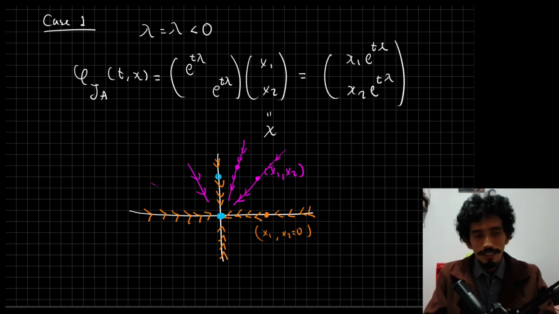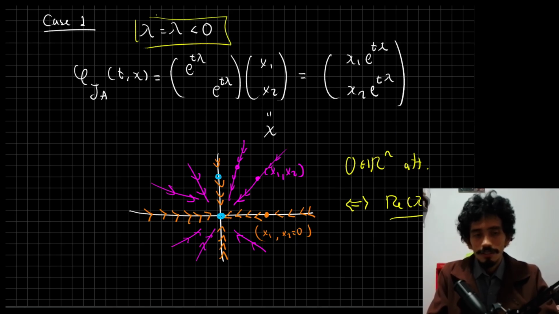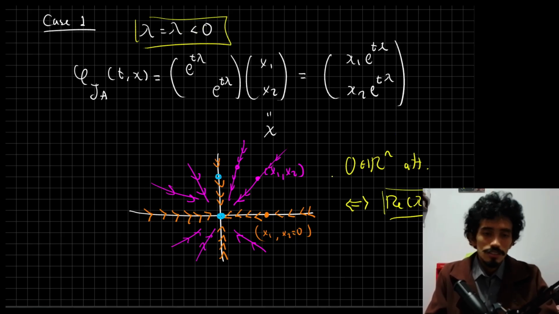So in this case the origin is an attractor like before, for the same arguments, because we say that the origin is an attractor whenever the real parts of the eigenvalues are negative. So in this case the eigenvalue is only one, a real number, and it is negative, so the condition is fulfilled and the origin is an attractor.